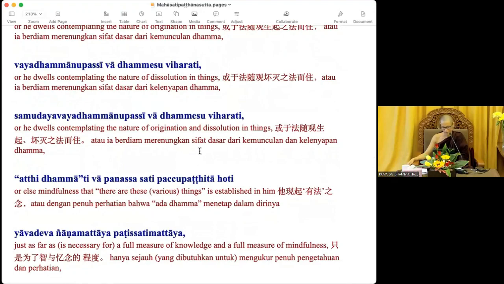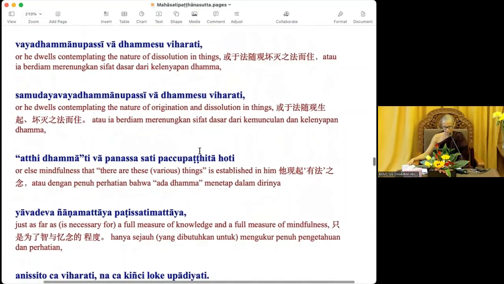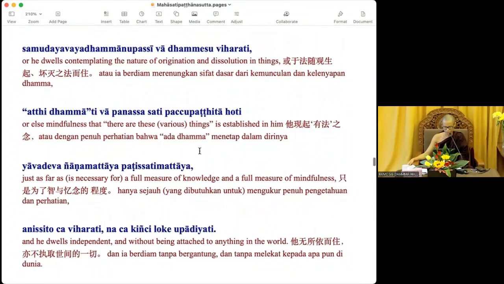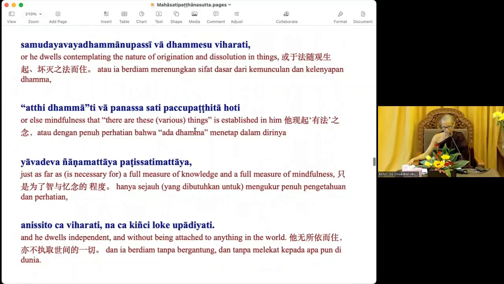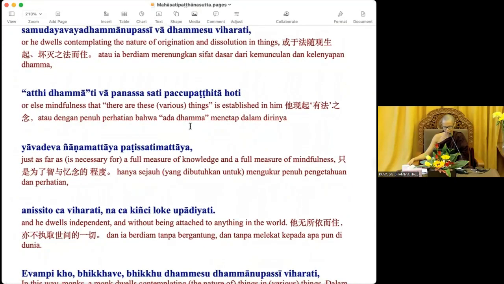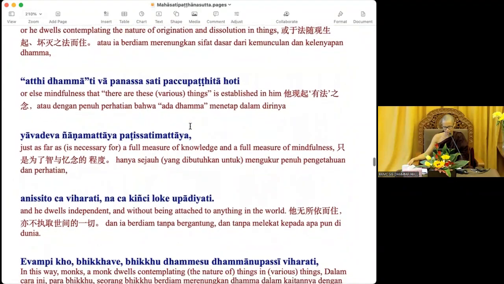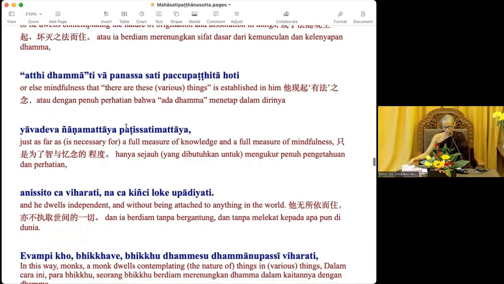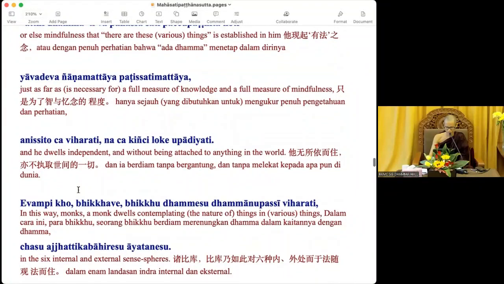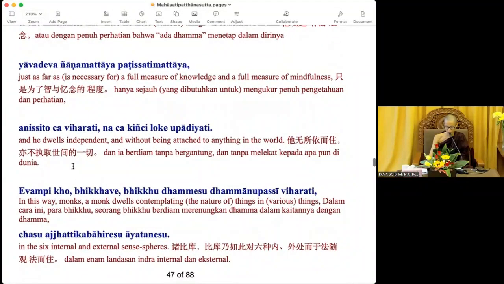So at that time, your mindfulness will exist within you, thinking that there is only Dhamma. It is for knowledge, for the Paticca, remembering again and again, being mindful again and again. Anissito ca viharati. You will live without dependence. Na ca kinci loke upadiyati. Not clinging to anything in the world.